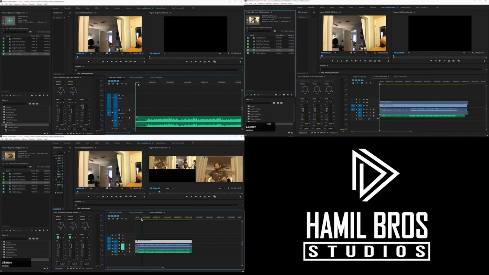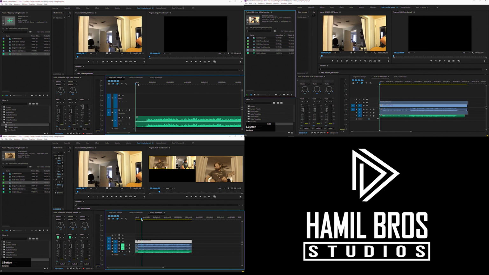Ladies and gentlemen, it is time to do a side-by-side comparison and see exactly what the difference is between these editing techniques. What we've got here is on the top left, our single track edit. On the top right, we have our multi-track edit, and on the bottom left, we have our multi-cam edit.